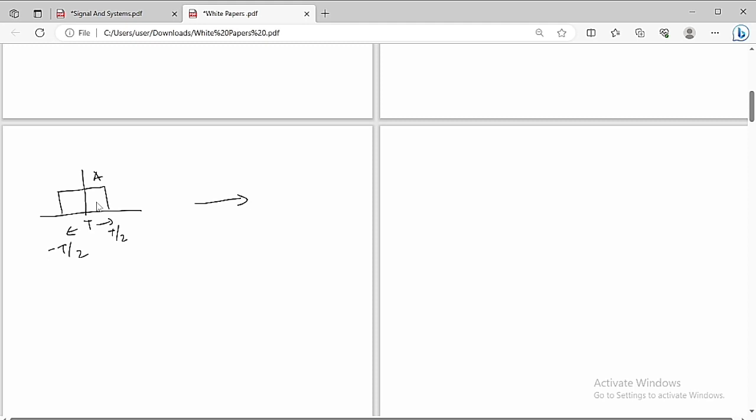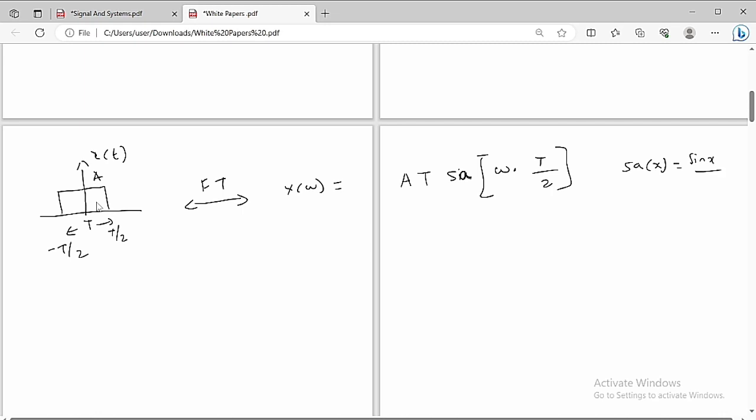So what is the Fourier transform? I already told you. Suppose this is x of t. Then what is this x of omega? So x of omega, you know, is area. Area is nothing but A into T, into Sa of omega into what is the width here? T. So this is what we are going to get here. So now what I will do, I will simplify. Sa of x is equal to sin x by x. Sinc of x is nothing but sin pi x by pi x.